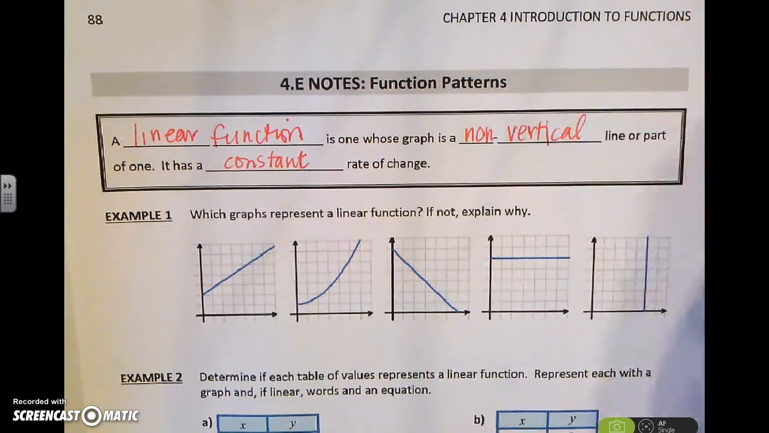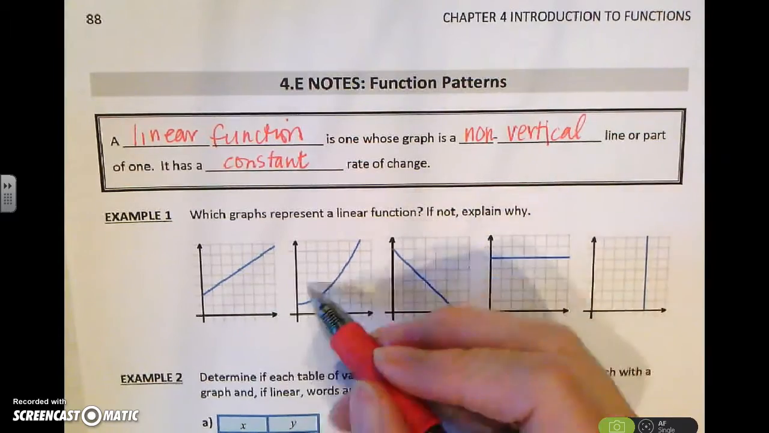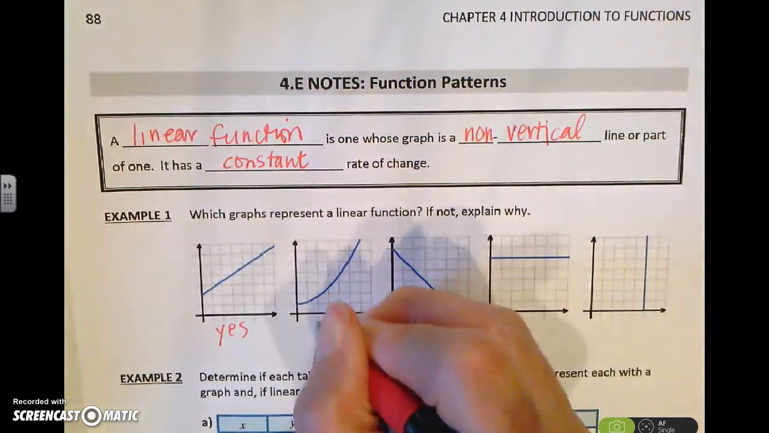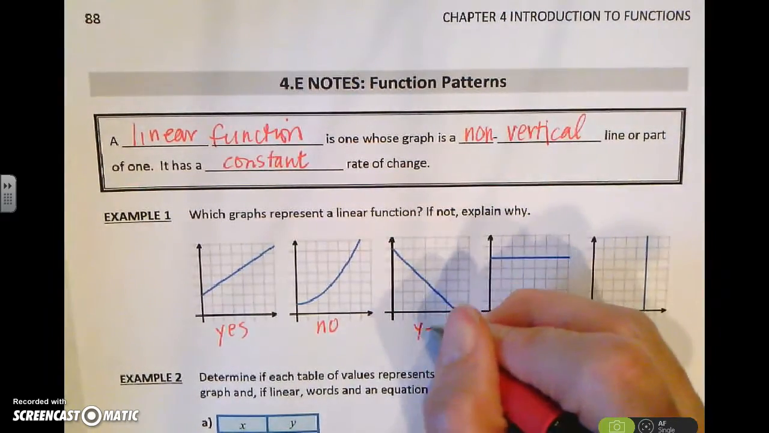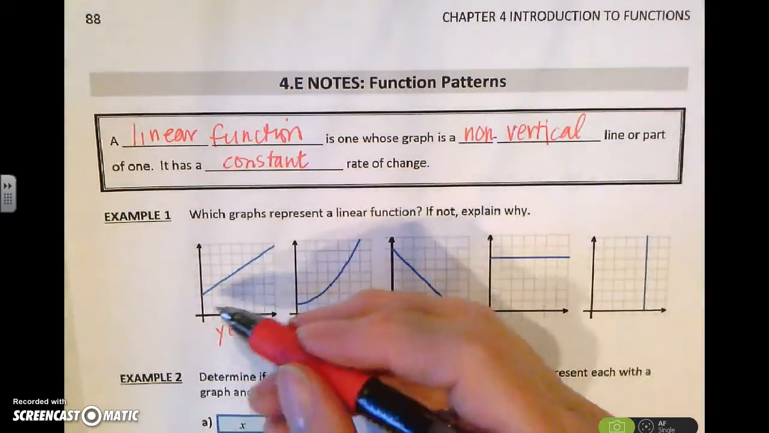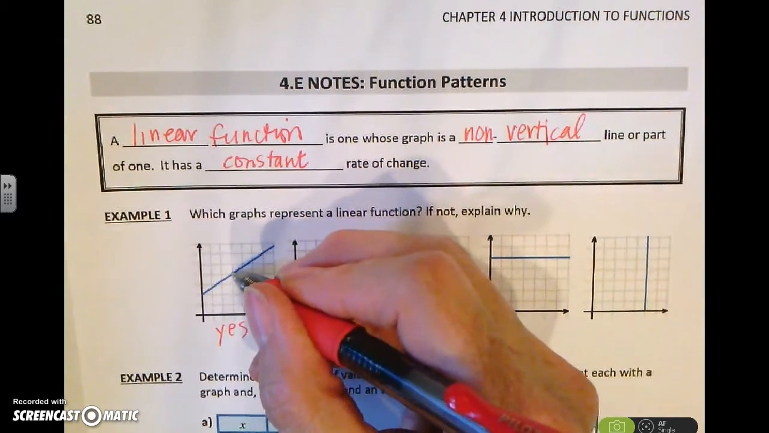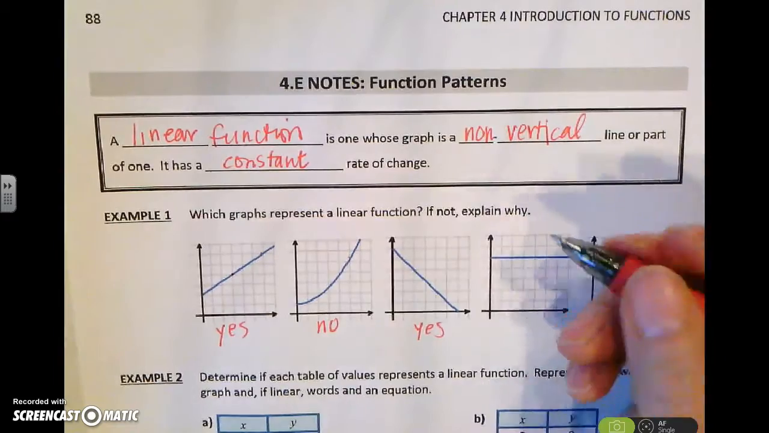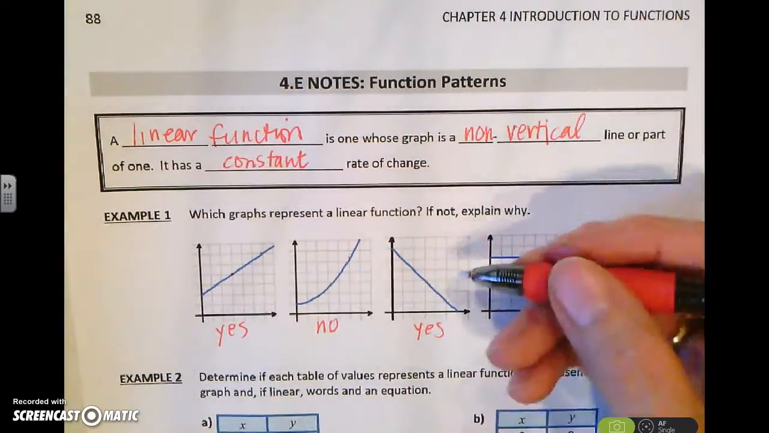if not, explain why. So the first one, yes, you see it's a straight line. The second one is no because it's curved. The third one is yes, it's a straight line. And are they functions? Yeah, for every x, is there only one output? So yes, these are also functions. This one is not a linear function because it's curved.